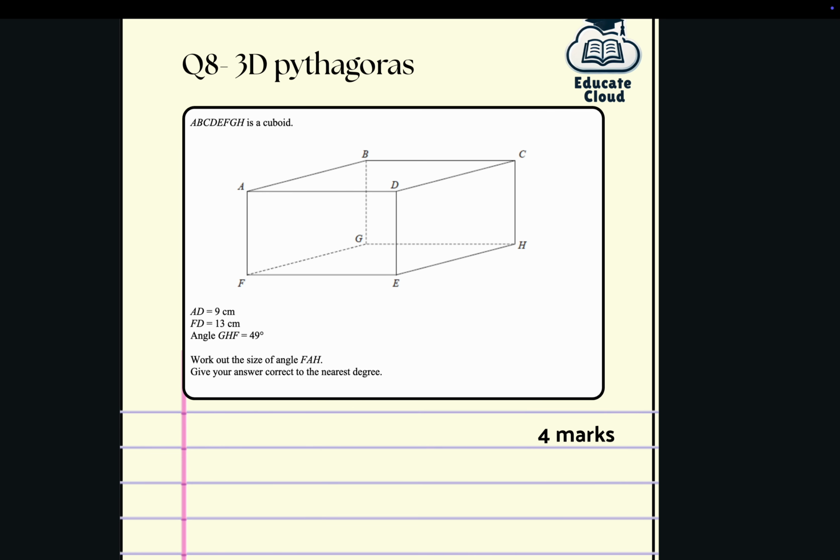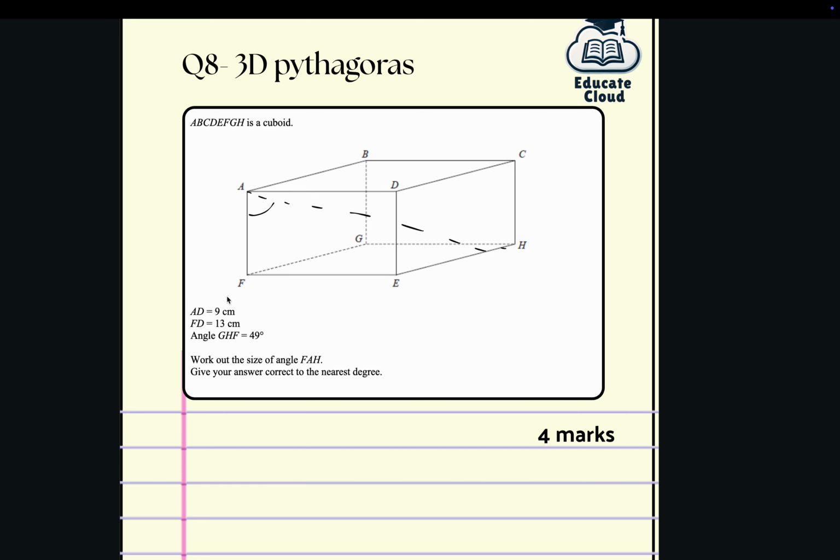Okay, a nice 3D Pythagoras question. We're actually nearly done, guys, so just power through. We want to find out FAH. I don't have a ruler, so it's a bit annoying, but that's the angle that I want.